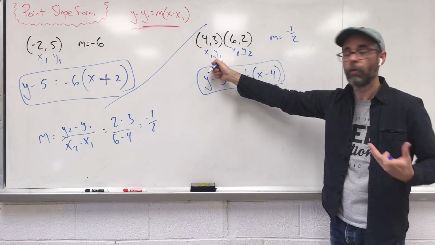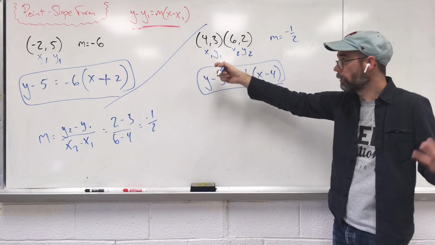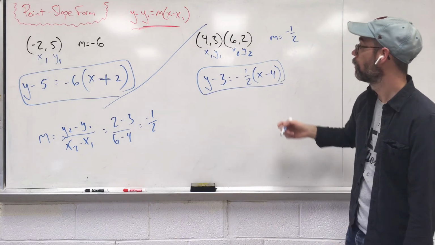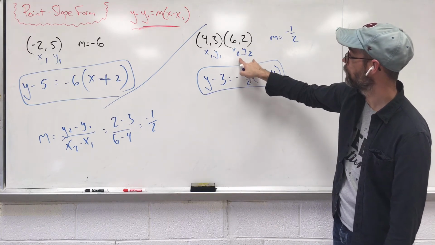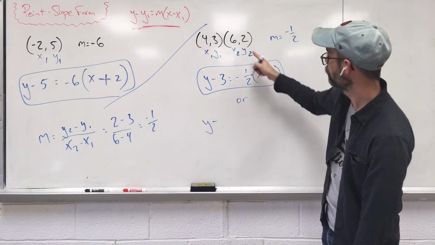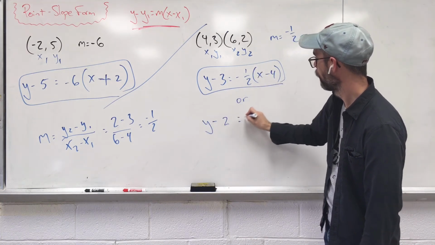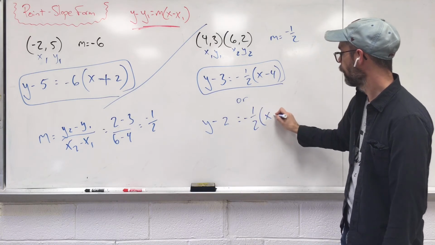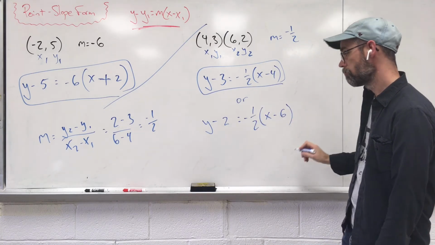What if I don't want to use that? What if I don't like that? Fine. 4 and 3 are ugly. Let's use 6 and 2. Well, instead of the x1, y1, we're using x2, y2. Y minus the y, which is 2. Same slope, x minus 6.